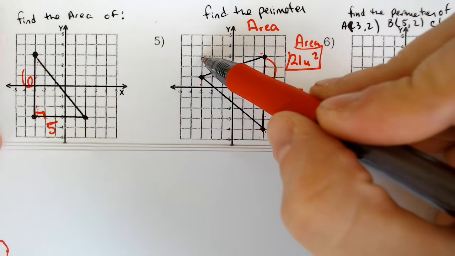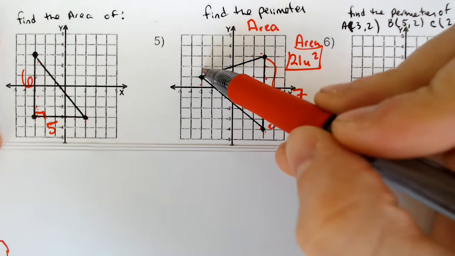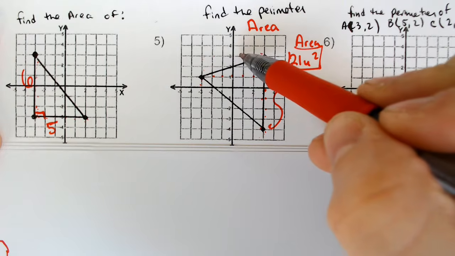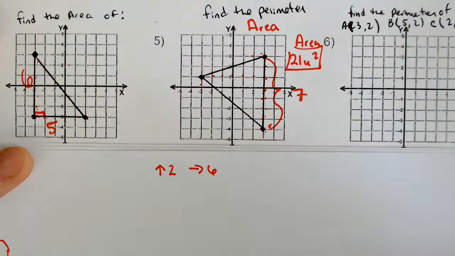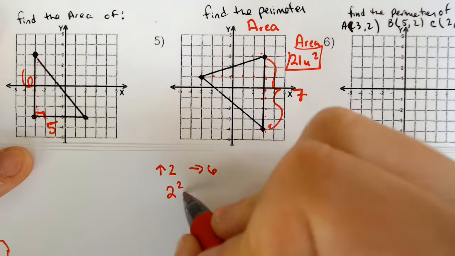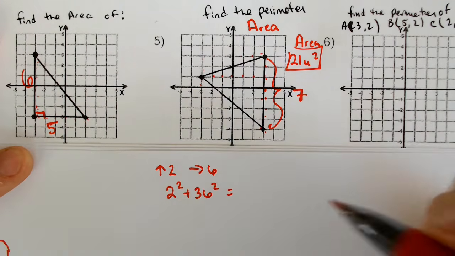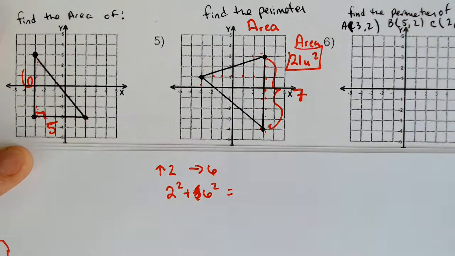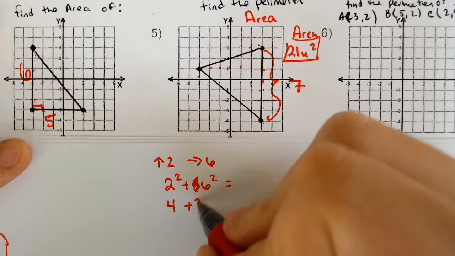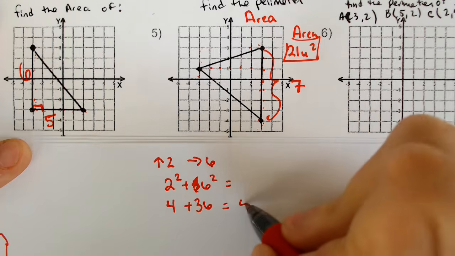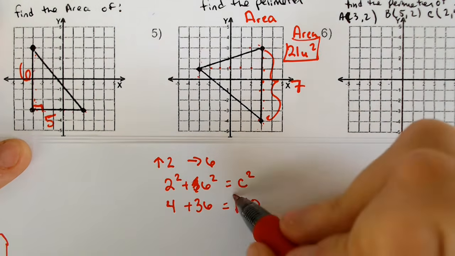So I went up by 1, 2, and over by 1, 2, 3, 4, 5, 6. Let's count it again. Up by 1, 2, over by 1, 2, 3, 4, 5, 6. So up by 2, over by 6. My A and my B are 2 and 6. I already squared it. So 2 squared is 4, and 6 squared is 36. We add them, we get 40. And remember that this is the c squared, so you just square root that number.